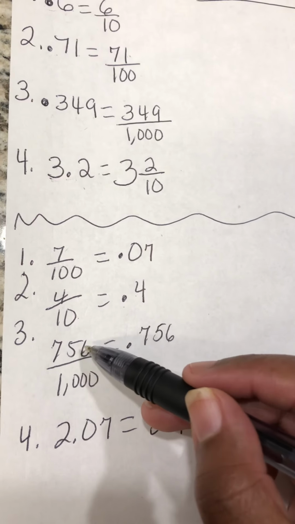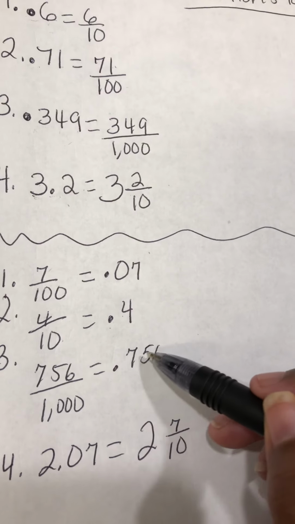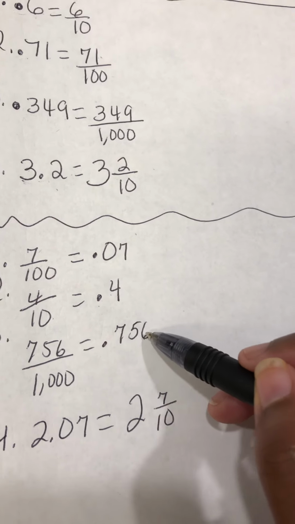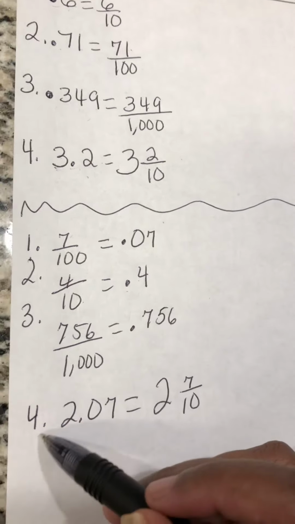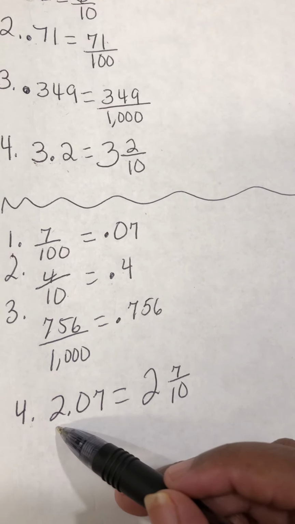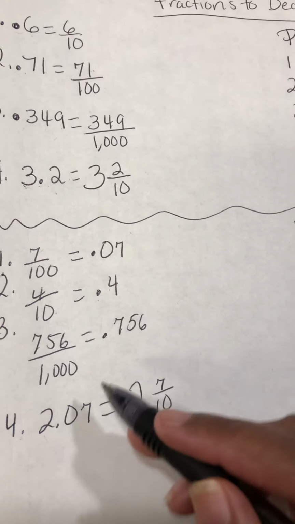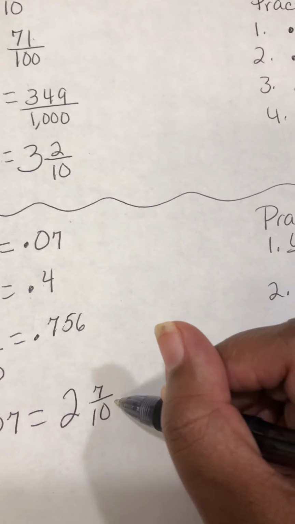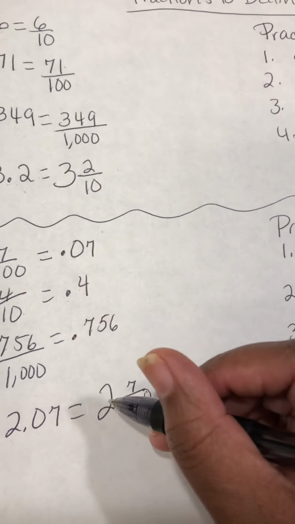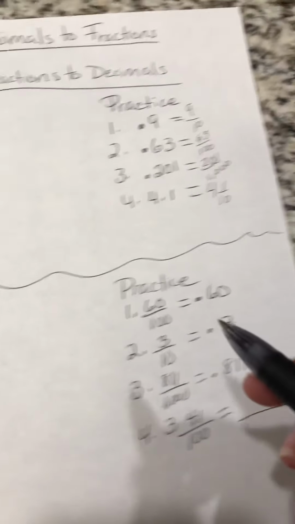Hopefully you guys are catching on to the pattern. Number 3 is 756 over 1,000. The thousandths place is always the third number to the right of the decimal. So 756 thousandths. And number 4, hopefully you can read this. 2 and 7 hundredths, actually. Oops, I apologize. I put 10 here. Hopefully you guys caught that as well. All right, so I fixed my mistake there. 2 and 7 hundredths.